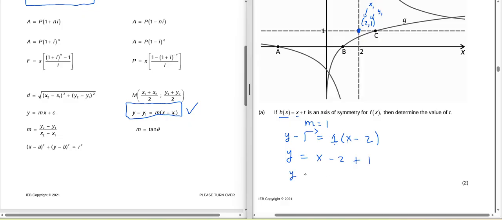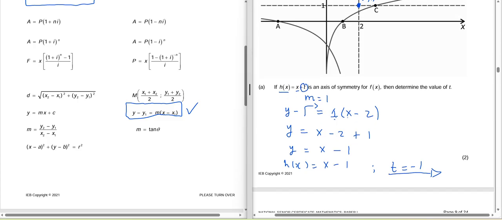Now we have y equals x, so minus 2 plus 1 is minus 1. What we have created is an equation of a line, and that line is supposed to be h of x. So h of x is supposed to be x minus 1. Now, if you look, we need to solve for t. So that means we can deduce that t is supposed to be minus 1. You are done. So that is how I would have solved this problem.